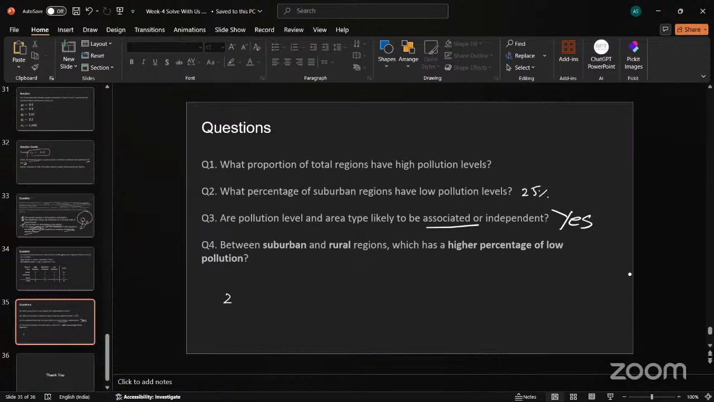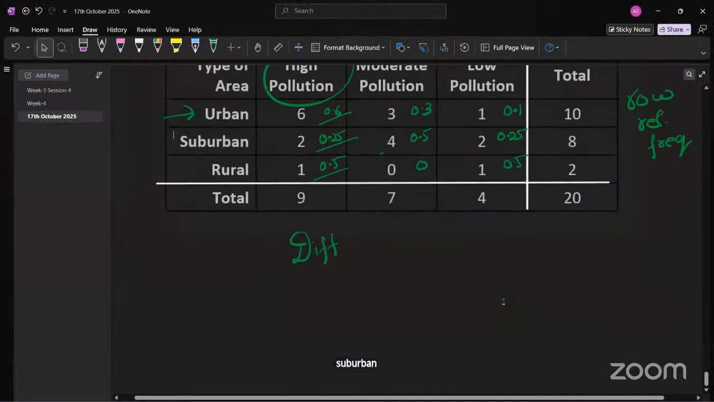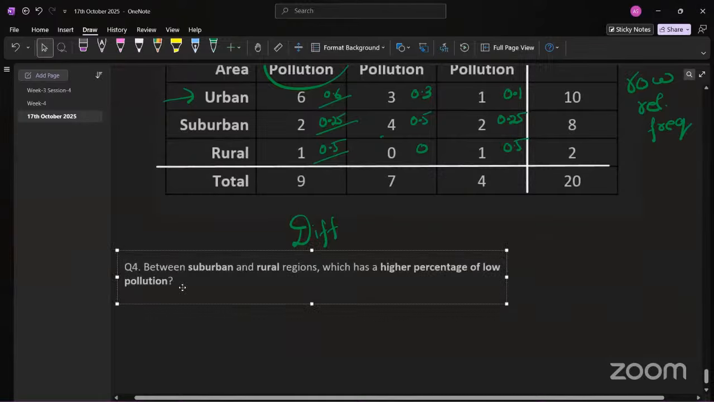Between suburban and rural region, which has a higher percentage of low pollution? Suburban region. Okay, suburban region.